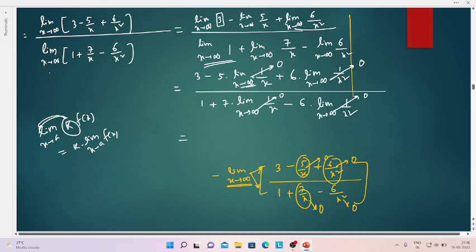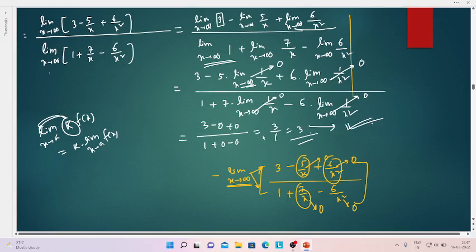So 5 times 0 will become 0, 6 times 0 will become 0, 7 times 0 will become 0, and 6 times 0 will become 0. So that becomes 3 minus 0 plus 0 upon 1 plus 0 minus 0. So that will become 3 upon 1, which equals 3. So the value of the given function, which I erased, is equal to 3 only, right?